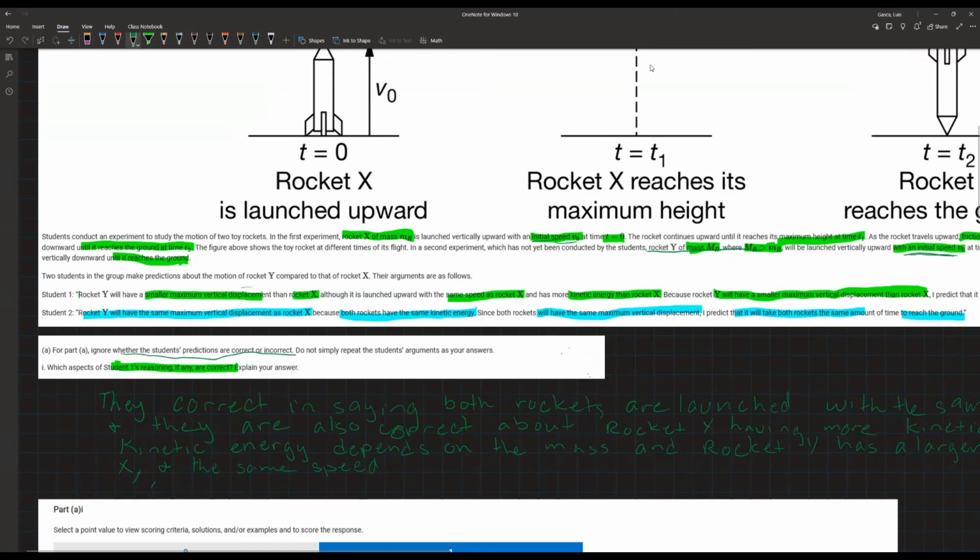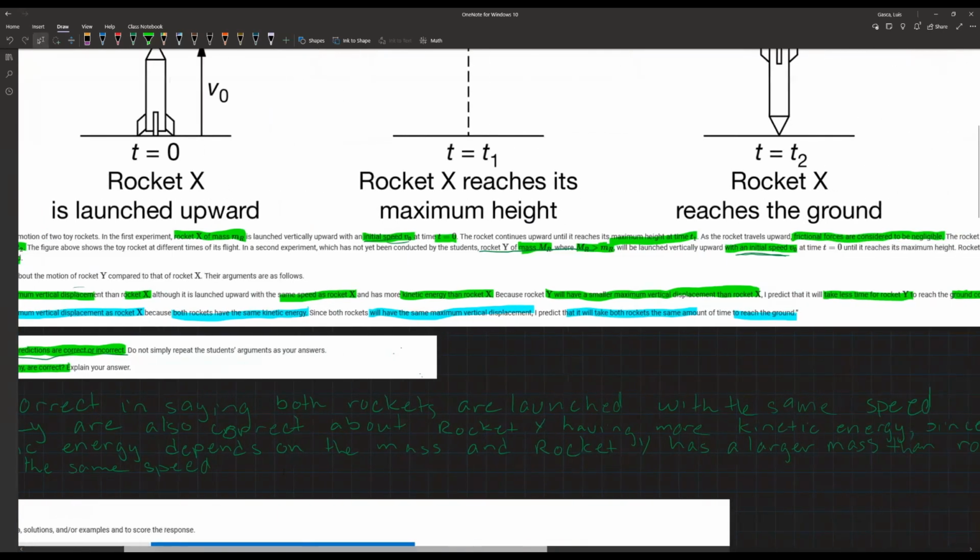Let me check the chat. Oh, what about what student 1 said about the time? So really important, if we look at this part here, they say ignore whether the student's predictions are correct or incorrect. So when they say, I predict that the time will be less or whatever, you ignore that part. So thank you for asking, because that's the big part there, that's why I didn't talk about it.